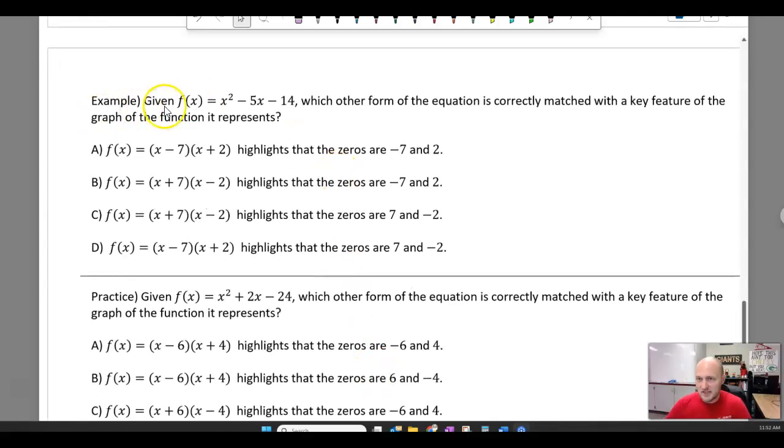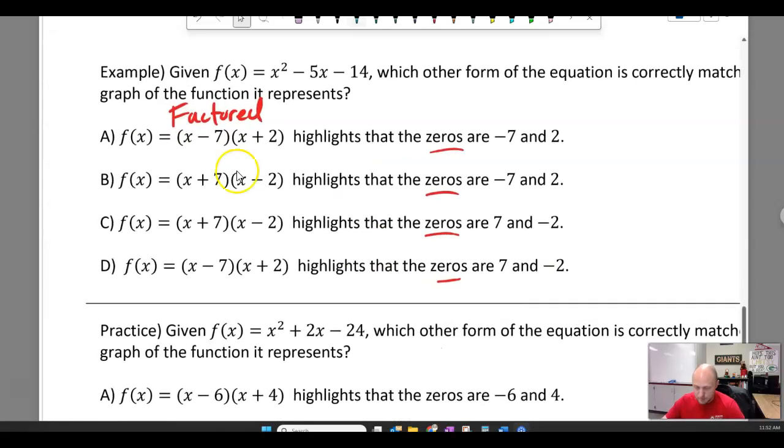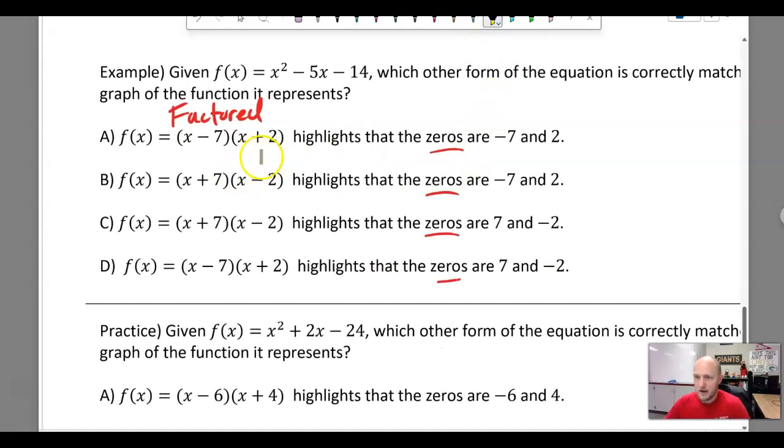Same question. This one's an example. Given f of x equals x squared minus 5x minus 14, which of these forms is correctly matched with the key feature of the graph of the function it represents? So notice all of these options, these are factored form. These are factored. And that's going to highlight, again, zeros. So, I have a couple of options. What you should notice, I just noticed this. Wow, this question's harder than I thought. Do you see how some of these signs are changed? So I'm going to have to determine proper factorization.